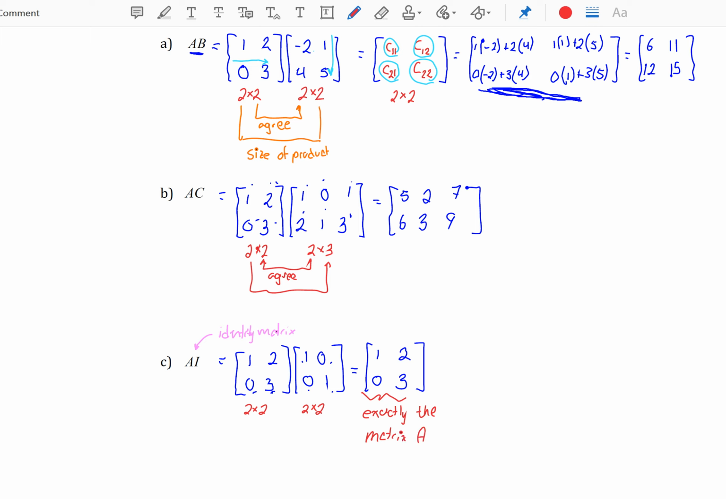And so what you'd like to know is anytime you multiply by the identity matrix, think of this as the 1 of matrices. Something times 1 is always itself. Or to put it another way, any matrix A times I is always going to equal matrix A.